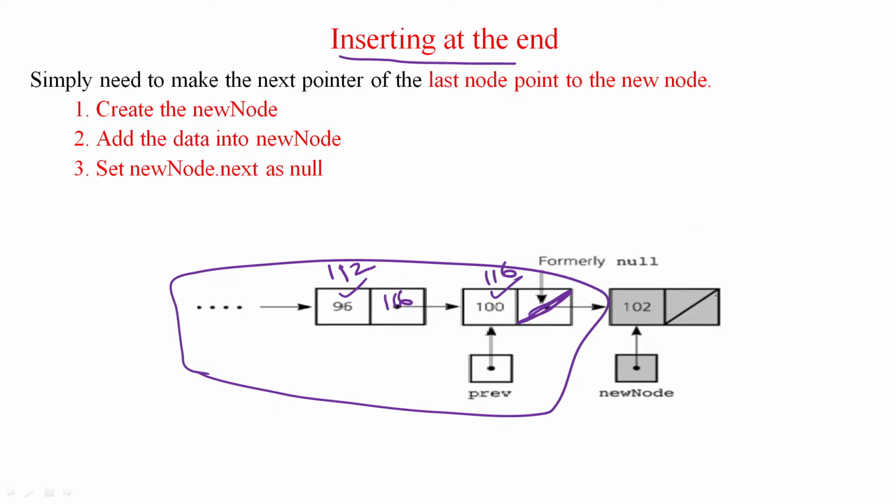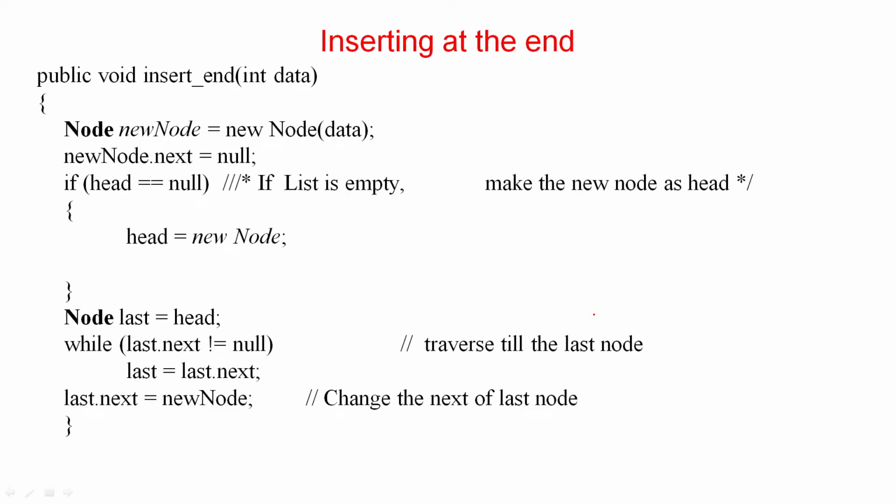Now my new node is created. My new node is here, 102. This is going to be inserted at the end of the list. The end node already has a null value, right? So then we have to make this link to the new node. That we will see in the Java code.